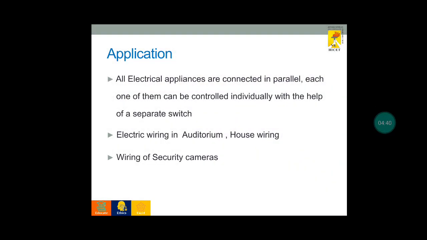Parallel wiring is applied in all electrical appliances because each one of them can be controlled individually. This type of wiring or parallel connection is done in auditoriums, house wiring, etc. In the case of security cameras also we use the same type of wiring.